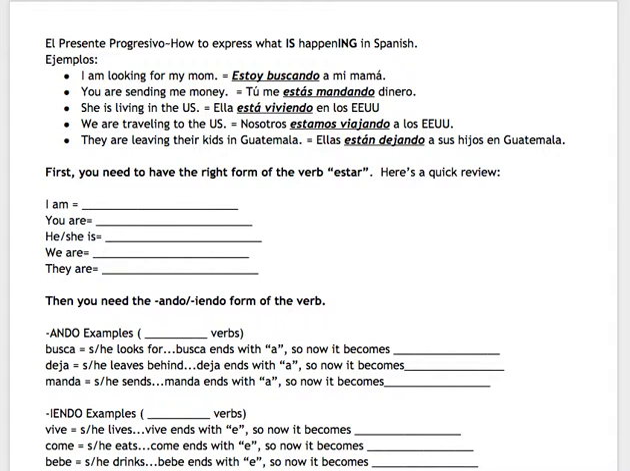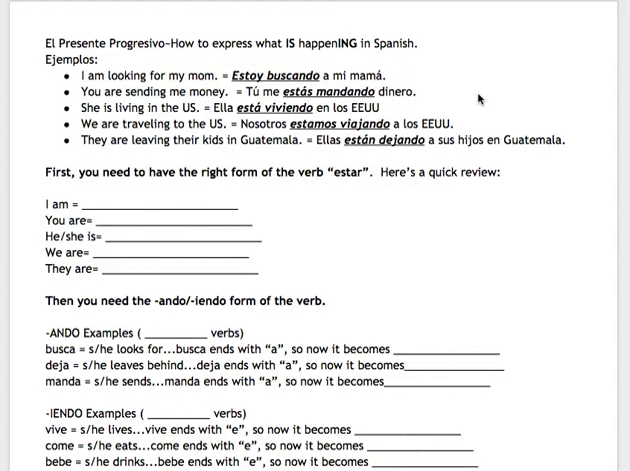So we are going to be learning what is called the present progressive in Spanish, and the present progressive is used to express what is happening at a certain moment. Here are some examples. I am looking for my mom. Estoy buscando a mi mamá. You are sending me money. Tú me estás mandando dinero. She is living in the U.S. Ella está viviendo en los Estados Unidos. We are traveling to the U.S. Nosotros estamos viajando a los Estados Unidos. They are leaving their kids in Guatemala. Ellas están dejando a sus hijos en Guatemala.